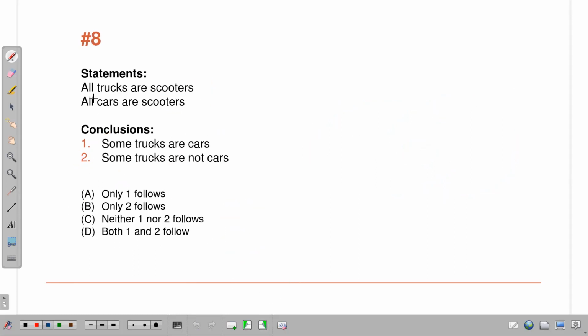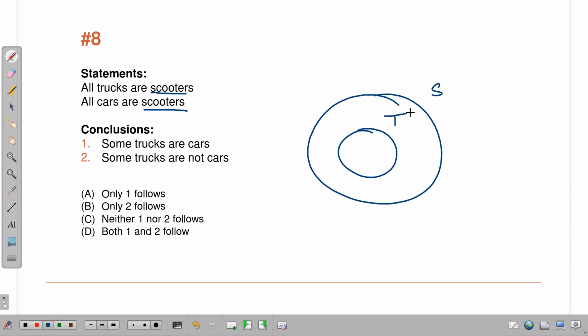Let's move to the next one. All trucks are scooters, all cars are scooters. So again, the scooter is a common element which is included. So let's say all the trucks are scooters, and then all cars are also scooters. Now, interesting one. Cars are also inside the scooter, therefore I have no forced intersection. If I draw the least intersection, I'm going to cover the car here. So my cars are not necessarily going to intersect the truck.